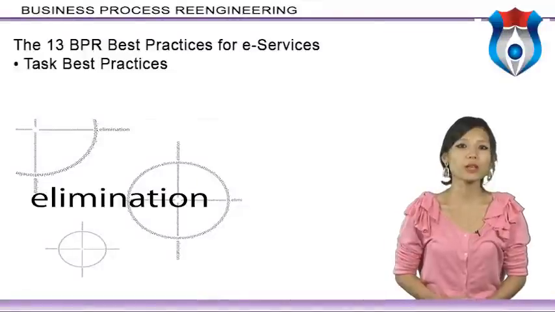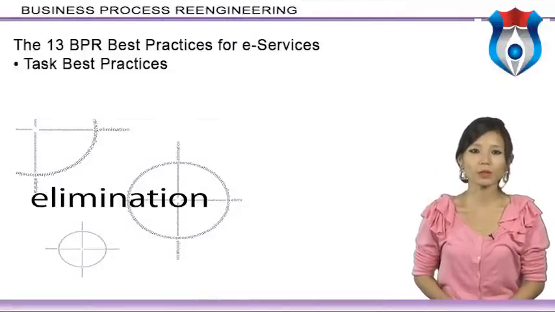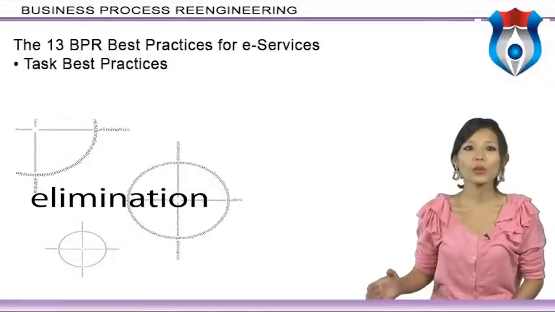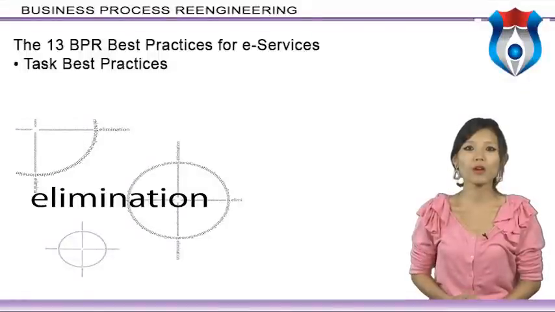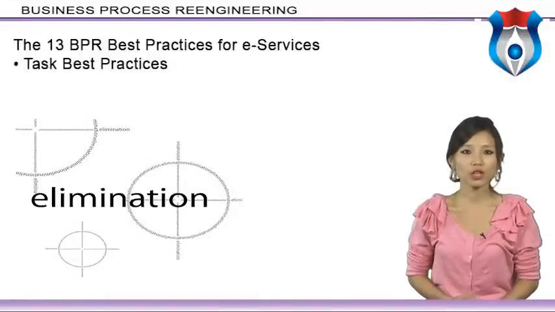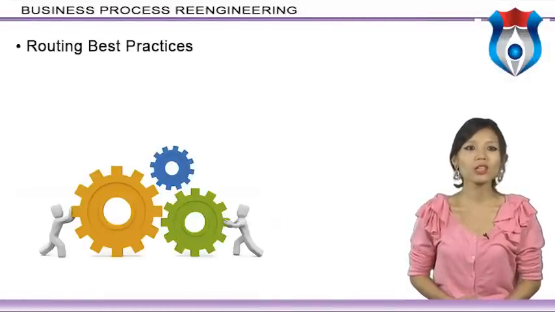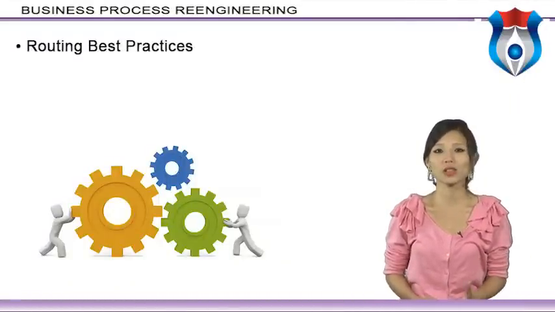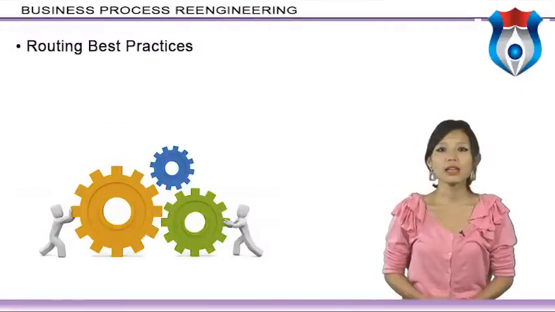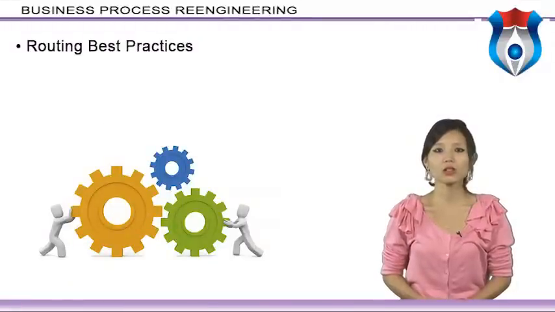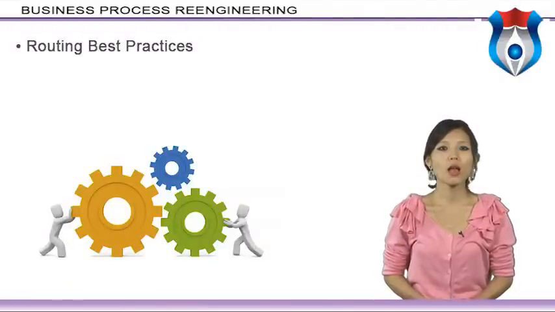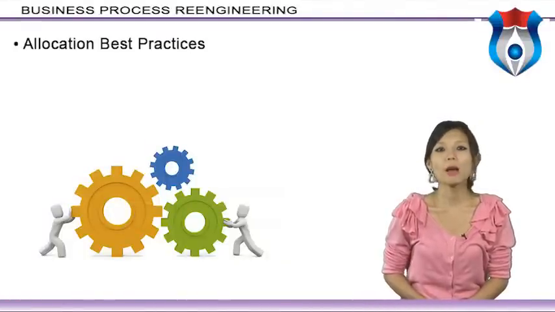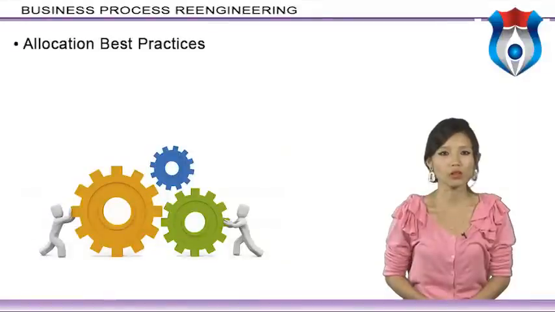The 13 BPR best practices for e-services. Task best practices focus on optimizing single tasks within a business process. Two of them are of special interest: task elimination and task automation. Routing best practices try to improve upon the routing structure of the business process. The most effective of these in an EC context: knock-out, control relocation, parallelism. Allocation best practices involve a particular allocation of resources to activities.